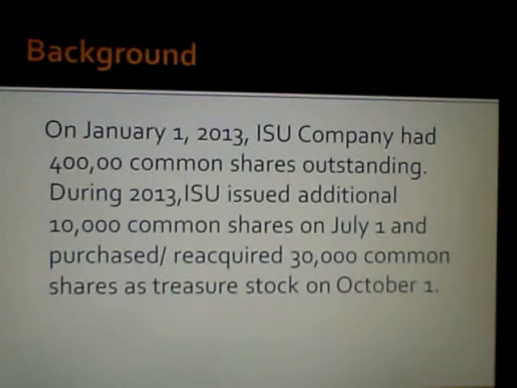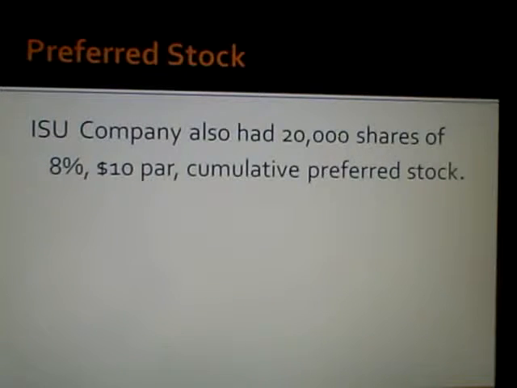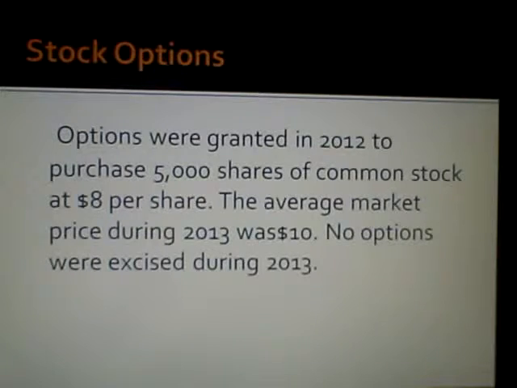In January 2013, ISU Company had 400,000 common shares outstanding. During 2013, ISU issued an additional 10,000 common shares on July 1st and reacquired 30,000 common shares as treasury stock on October 1st. ISU Company also had 20,000 shares of $10 par cumulative preferred stock.